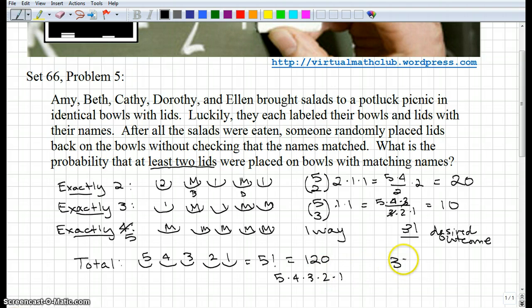So we have 31 desired outcomes out of 120 possible outcomes. So our probability is 31 over 120, which I think comes out to be about 25.8%. So just over 25%. So there you go. There's your answer.